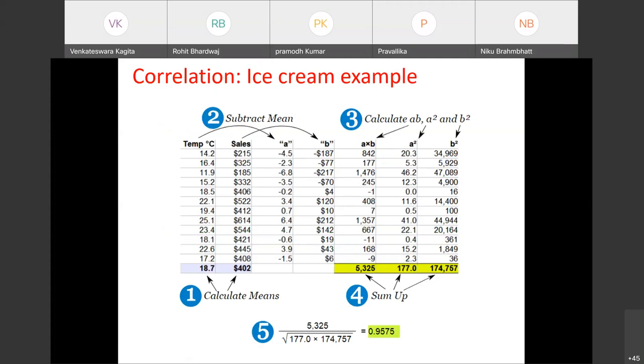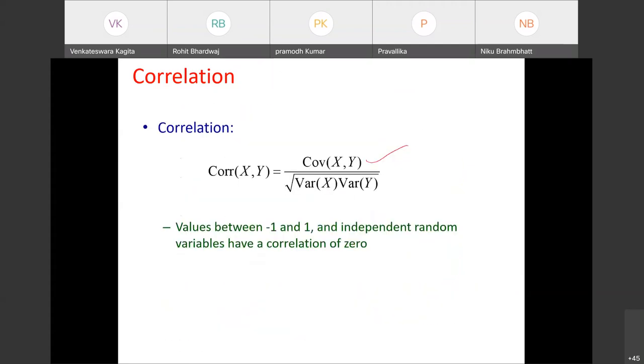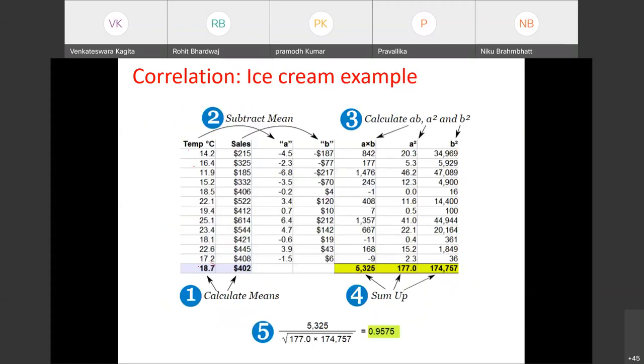So yeah. Let us compute this ice cream example. These are the points that we have, temperature and the corresponding sales. So the first step is to compute the means, the expectation of x. This is the mean here. Now substitute the mean from each and every element correspondingly. So subtract 18.7 from 14.2, you would get minus 4.5.